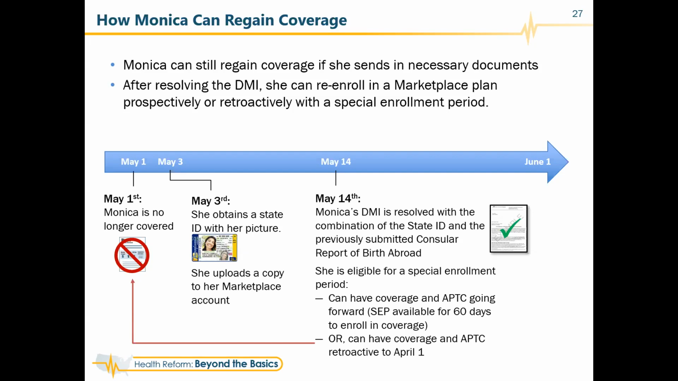So for submitted documents, now she has the combination needed, right? She had previously sent in something that proves her citizenship, and now she's sending in something that proves her identity. So on May 14th, the inconsistency is now resolved. And at that point, Monica can choose to re-enroll, which would follow the regular effective dates based on when she completes a plan selection. If Monica enrolls in coverage on May 14th, then starting June 1, she could also select, by the way, to have her coverage restored effective May 1. But of course, if she did choose to do that, she would have to pay any past premiums as well.